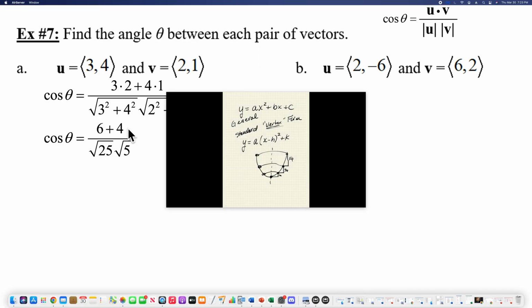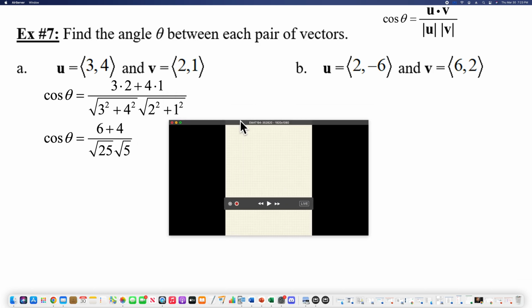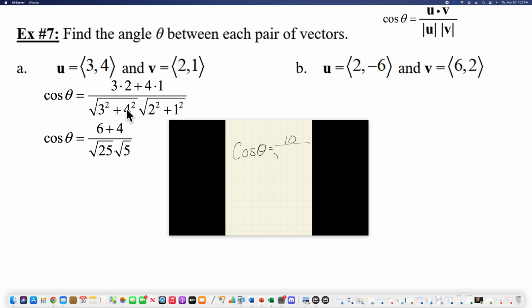Now we're showing up. Okay, clear the page. So, in essence, what I'm saying here is that cosine theta is equal to 10 over, when I do these magnitudes, I make one big square root. 3 squared 9 plus 4 squared 16 added together is 25, times 2 squared 4 plus 1 squared 1, 4 plus 1, 5. Just write it like that.